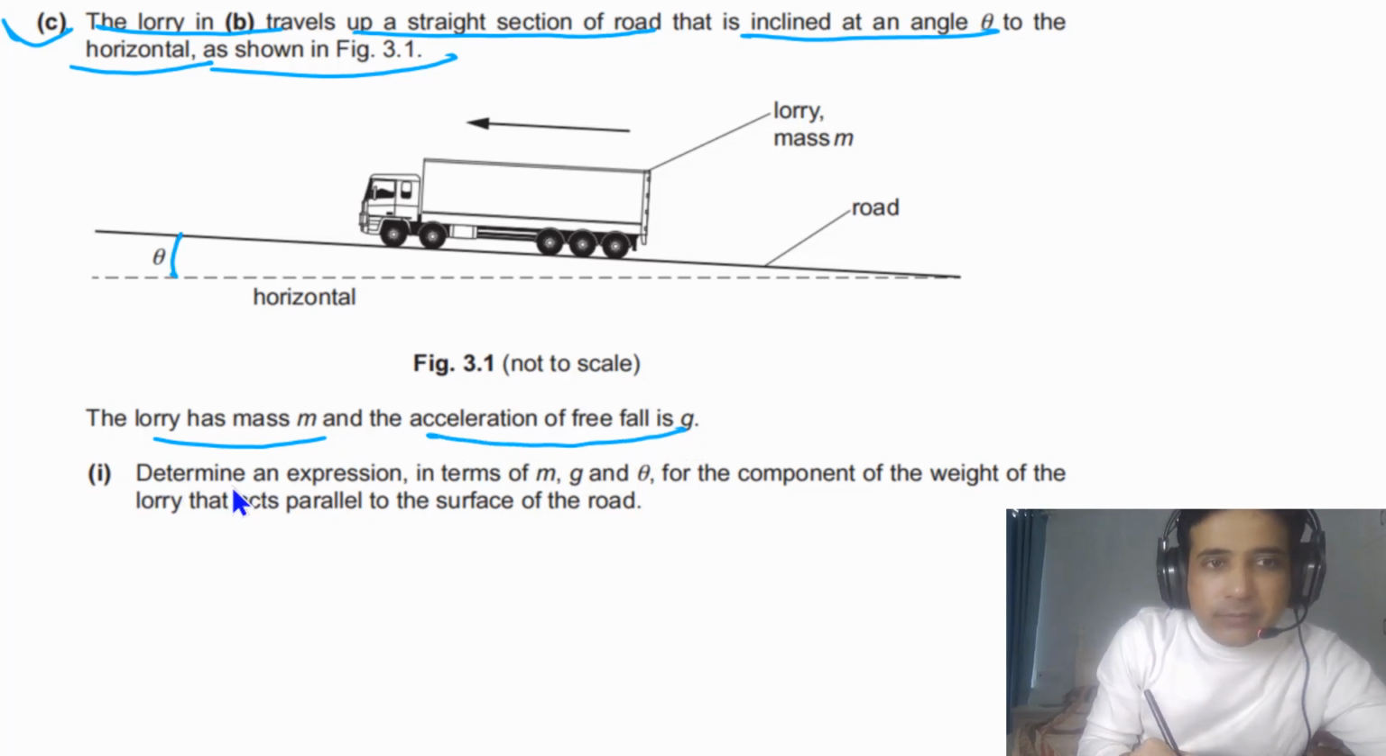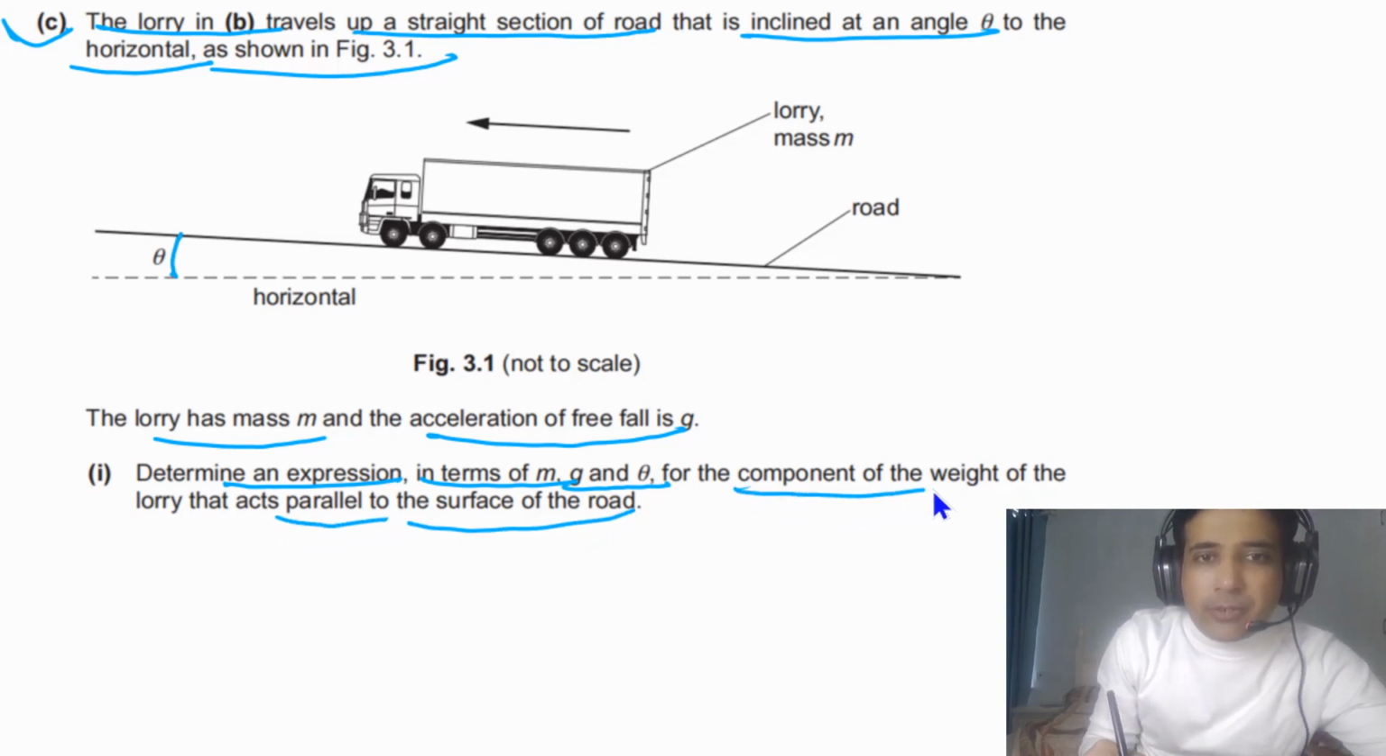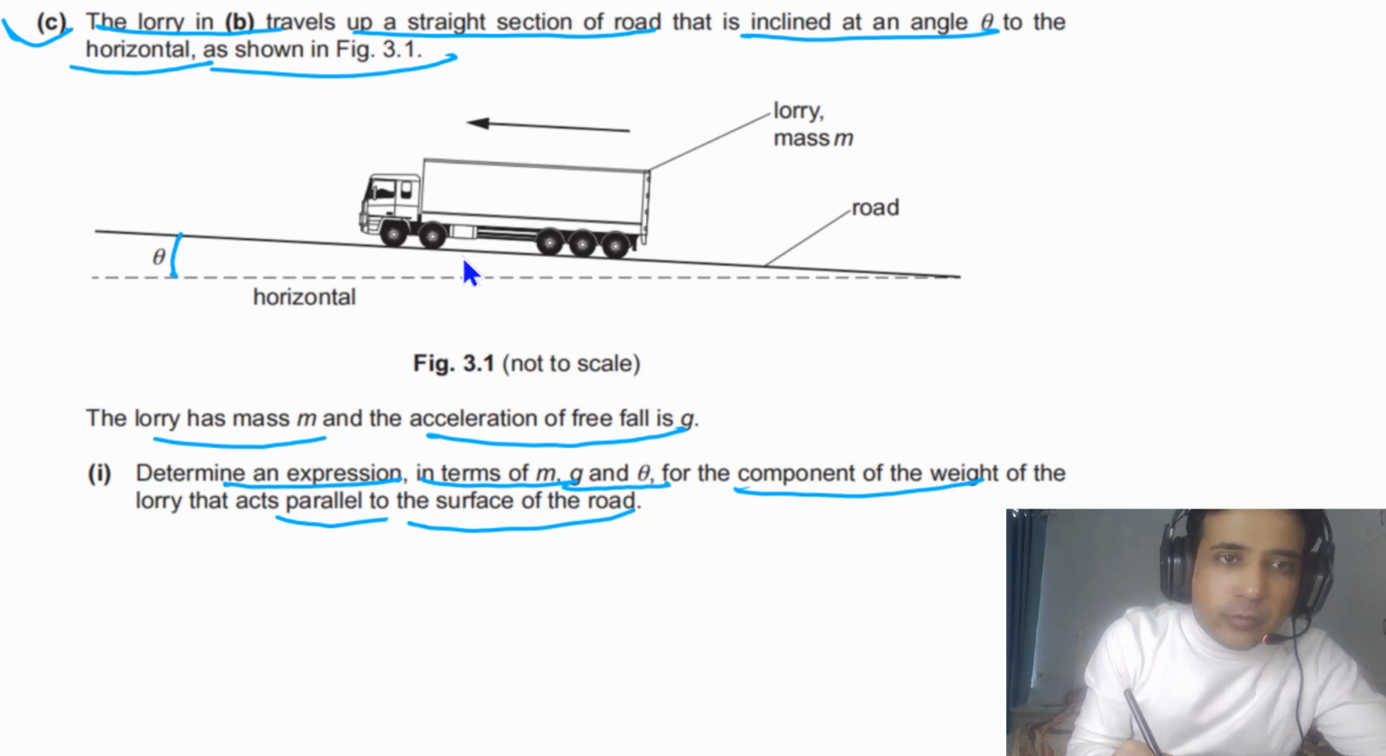For part C1, we need to derive an expression in terms of m, g, and theta for the component of the weight of the lorry that acts parallel to the surface of the road. Component of the weight. So first of all, we can draw our vector for weight, mg. This is the weight of the lorry that is acting vertically downwards. So simply we can say this is mg.